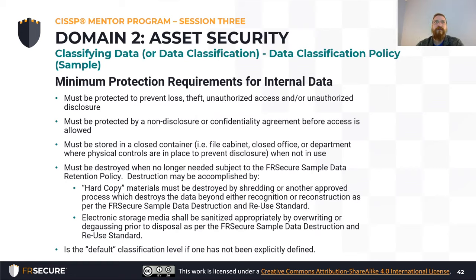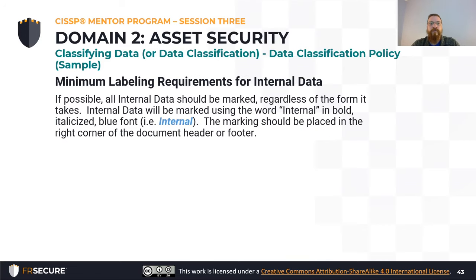Again, these are all samples. Again, with us having put these together, I do think they are pretty good. It is important, that last bullet point, it's the default classification if one has not been explicitly defined. The reason we say that is, on this next page, we've mentioned that if it's internal, it's got to be marked in blue and bold, and down at the footer, if it's confidential, it's red and in bold. If I don't see anything at all, what do I do? Well, I just have to assume it's internal. It means I can't be sharing it with people outside the organization. I just got to be careful with it, but I don't have quite the same restrictions as I do with confidential data.